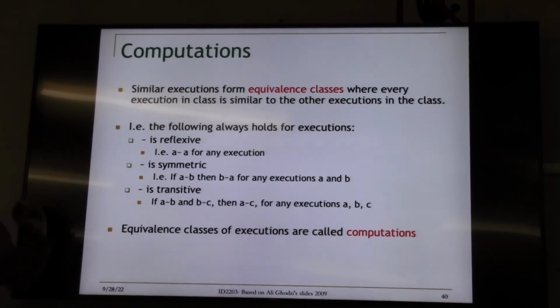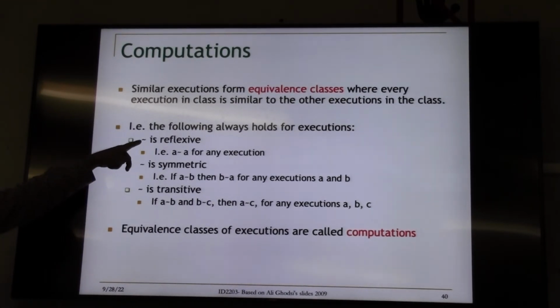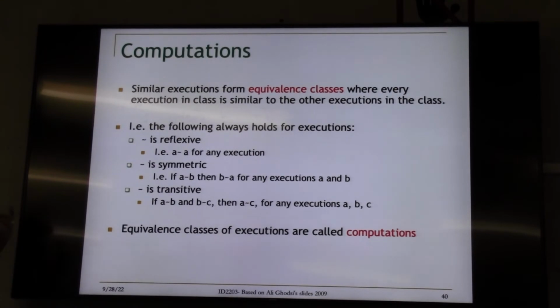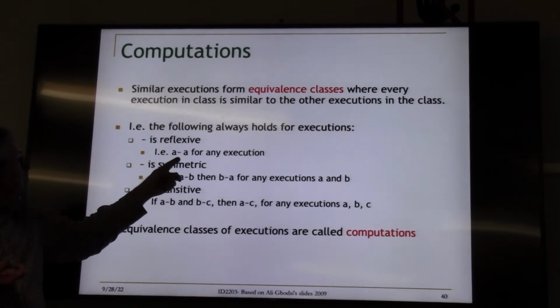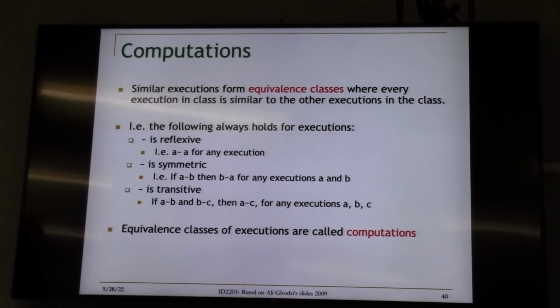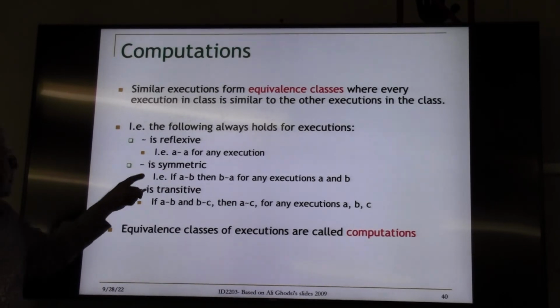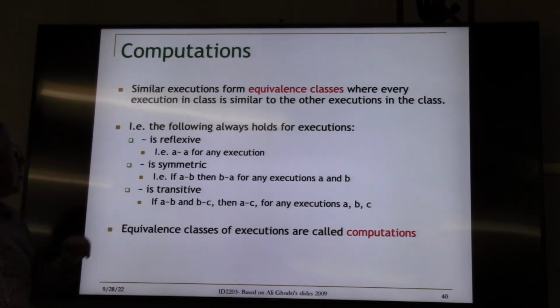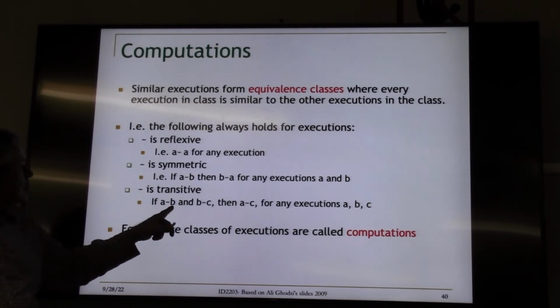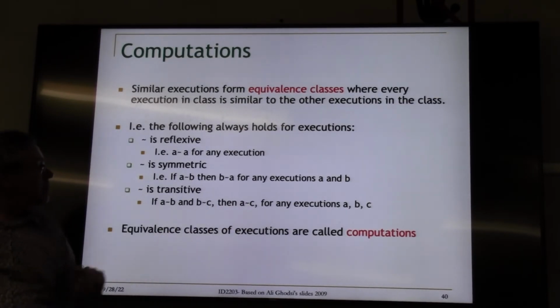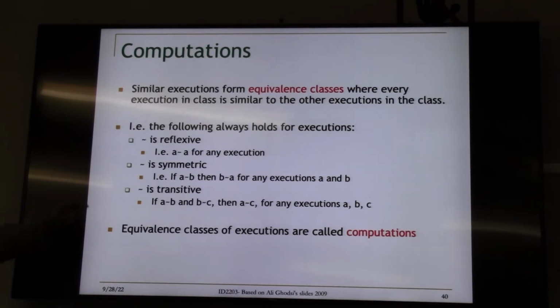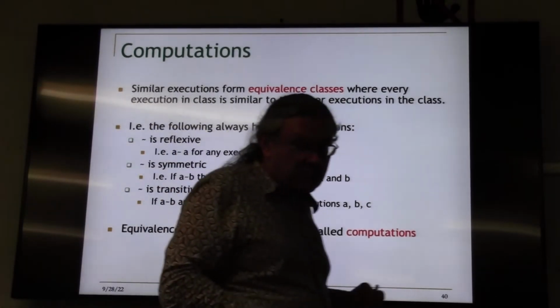An equivalence class is a mathematical concept. It means that if I have two executions that are similar, it's reflexive, so an execution is similar to itself. That's obvious; the permutation is doing nothing. It's symmetric: if A is similar to B, B is similar to A. And it's transitive: if A is similar to B, and B is similar to C, then A is similar to C. And this is called a computation. It means I'm allowed to shuffle around the events. As long as I respect causality, I'm doing the same work. I'm doing the same thing.